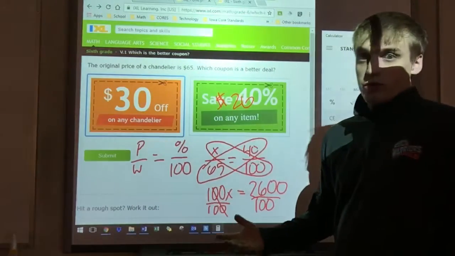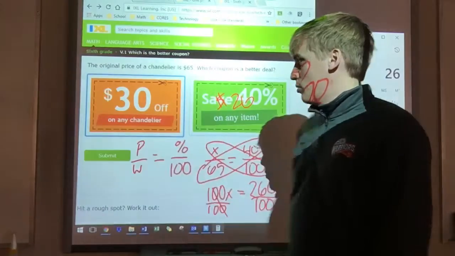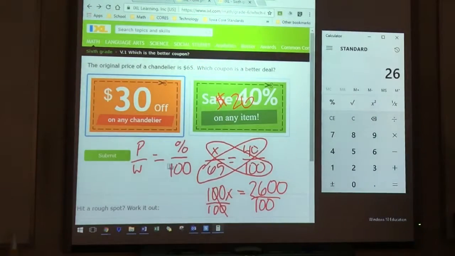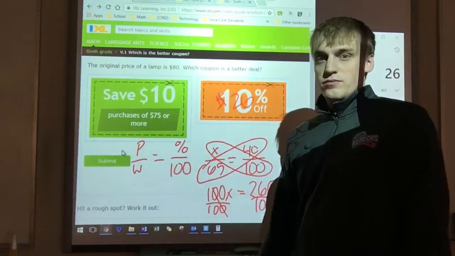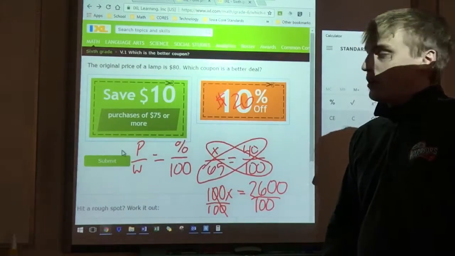So which one's the better deal? This coupon. So you're going to click on that coupon, and you're going to submit that, and that gives you the right answer. So that's two examples on how to do that problem.